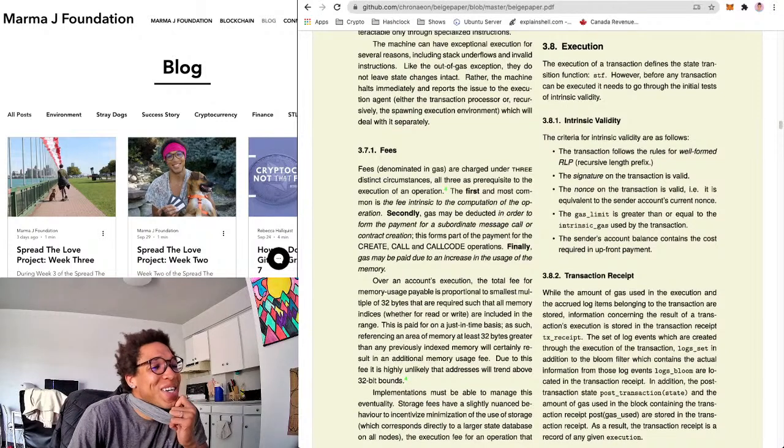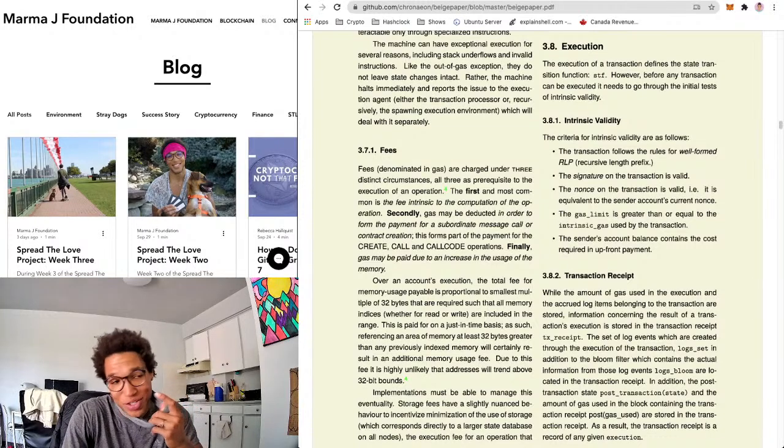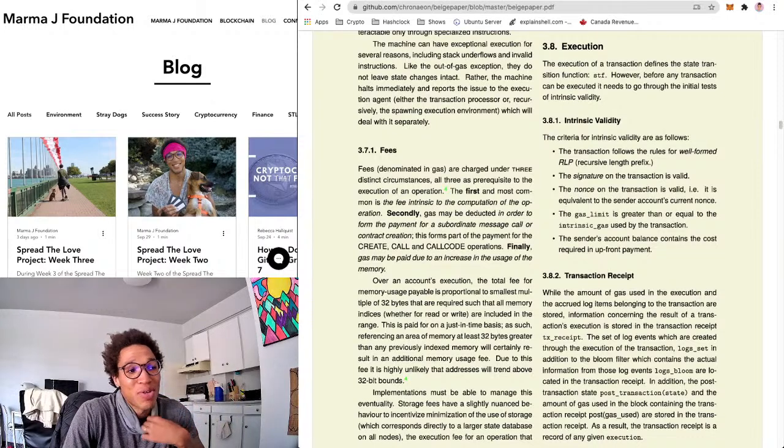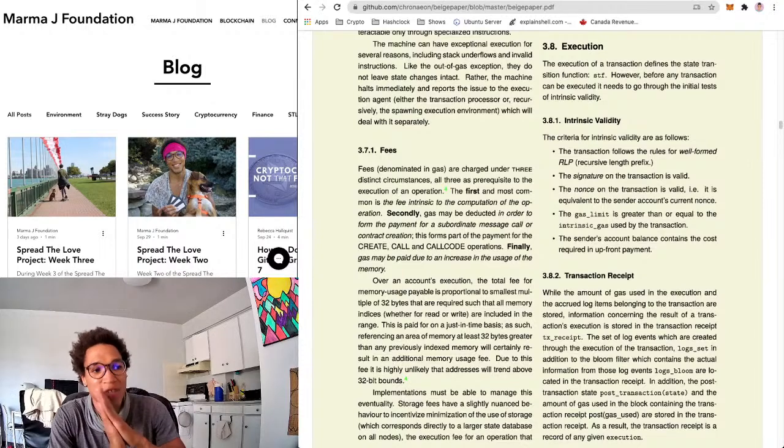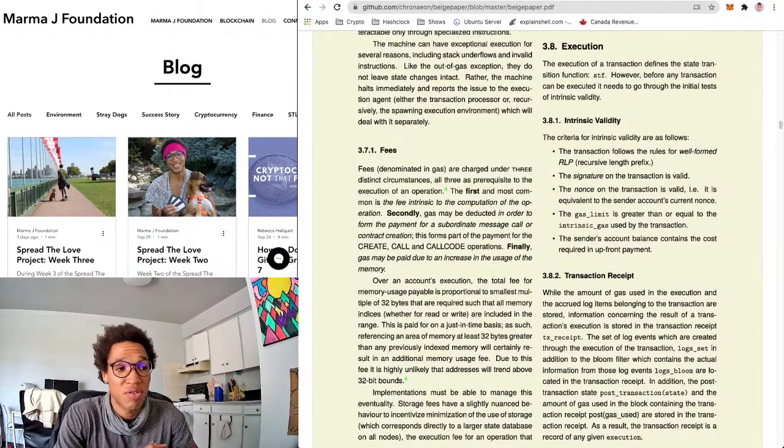I know. The first and most common is the fee intrinsic to the computation of the operation. So that's just a fee to perform a transaction on Ethereum. Secondly, gas may be deducted in order to form the payment for a subordinate message call or contract creation. So, yeah, when you create a contract, you've got to pay. Makes sense. I guess they're just separating out transactions from contract creation. I've always considered a transaction just to be any transaction. Anyways, it's fine. This form is part of the payment for the create, call, and call code operations.